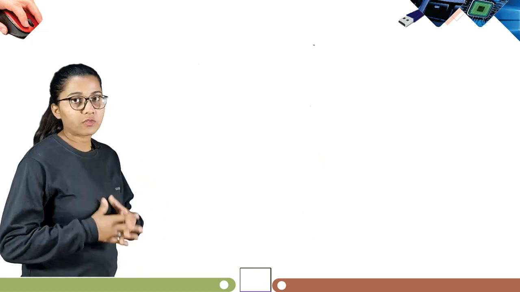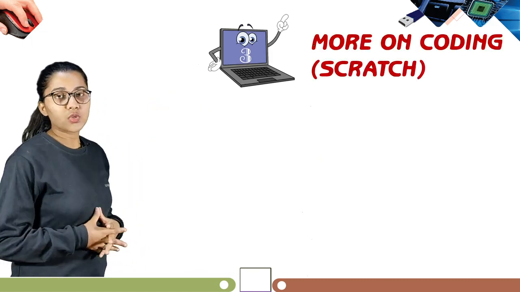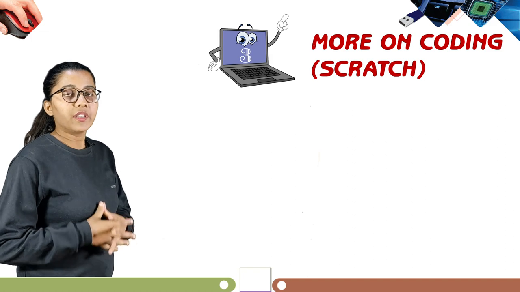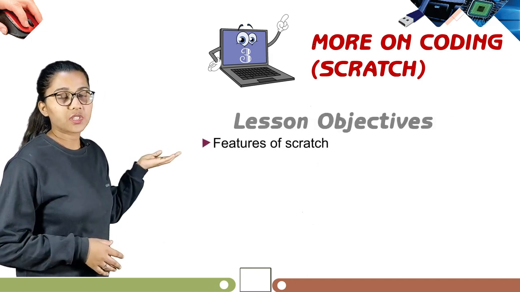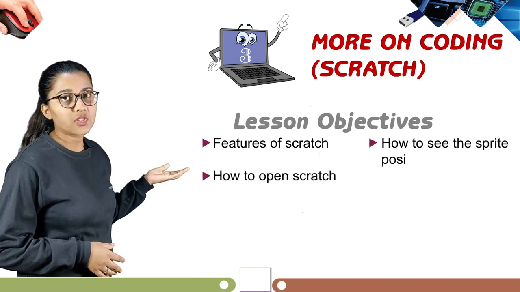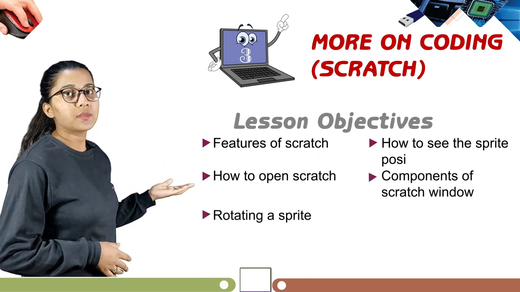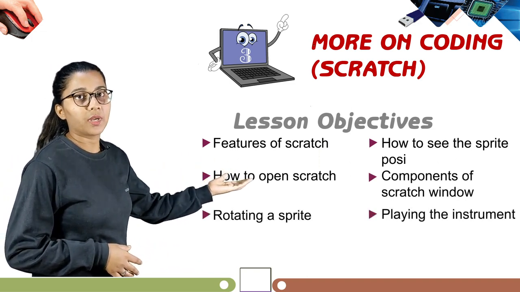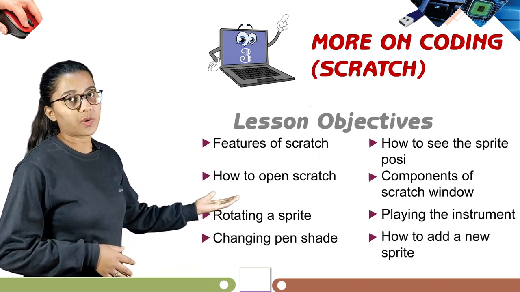Today we are going to learn about some very interesting chapters of computer. So let's start our third chapter, that is more on coding, Scratch. Before we start our chapter, we have some lesson objectives. Let's learn the features of Scratch, how to see the sprite position, how to open Scratch, components of Scratch window, rotating a sprite, playing the instruments, changing pen shade, and how to add a new sprite.